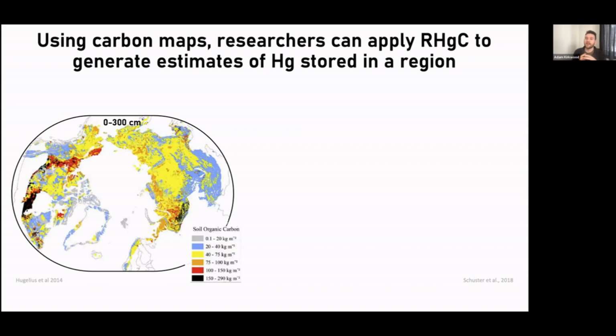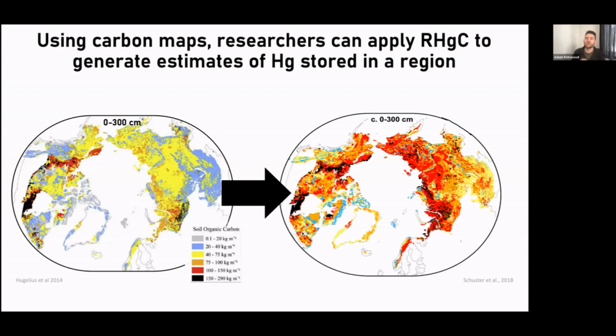And so by understanding how much mercury is stored per volume or per mass of carbon, researchers can take this ratio and apply it to mapped carbon stores to estimate mercury storage. And that's exactly what the Schuster et al. 2018 paper and the Lim et al. 2020 paper did. They took carbon maps like this one from Hugelius et al. 2014, applied their ratio, and developed their own map of mercury storage. And that's why this carbon map and this mercury map look very similar.